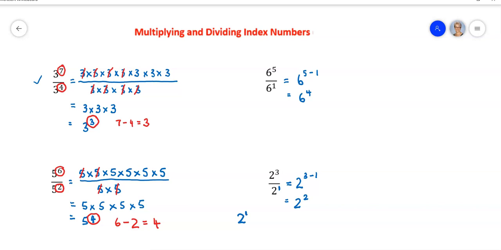So, like our first rule with multiplying, it seems that our rule with dividing index numbers is that we subtract our lower index number from our upper index number to get the index number in our answer.